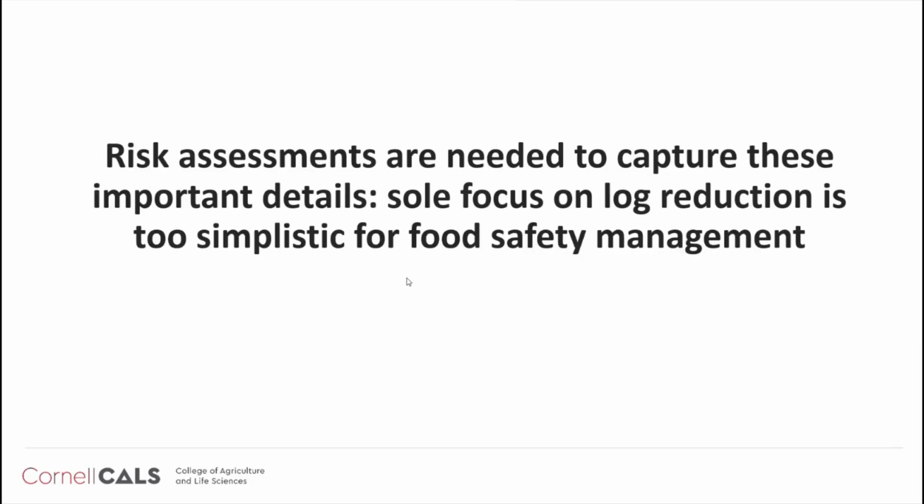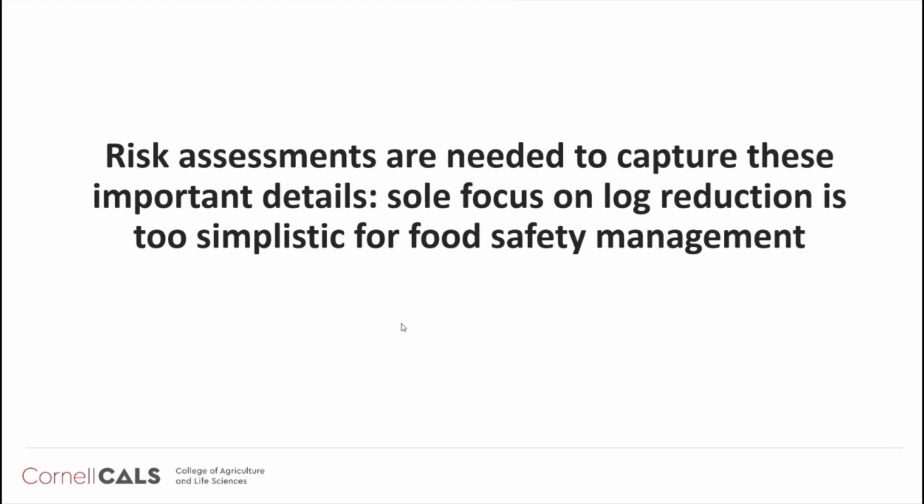Clearly, there are many details when we think about how log reduction relates to microbial food safety risk. Often it's not easy to do that by back-of-the-envelope math or just looking at data. It is possible to do fairly simple risk assessments to capture these various details.